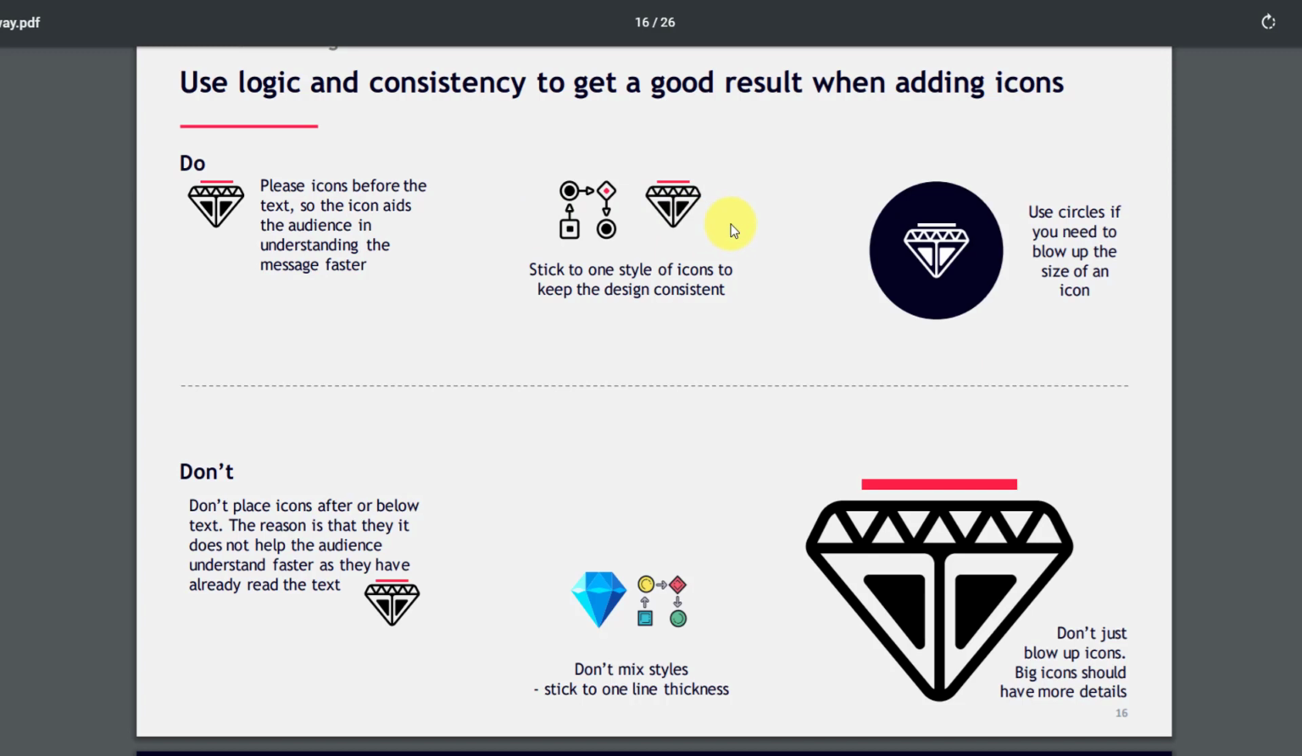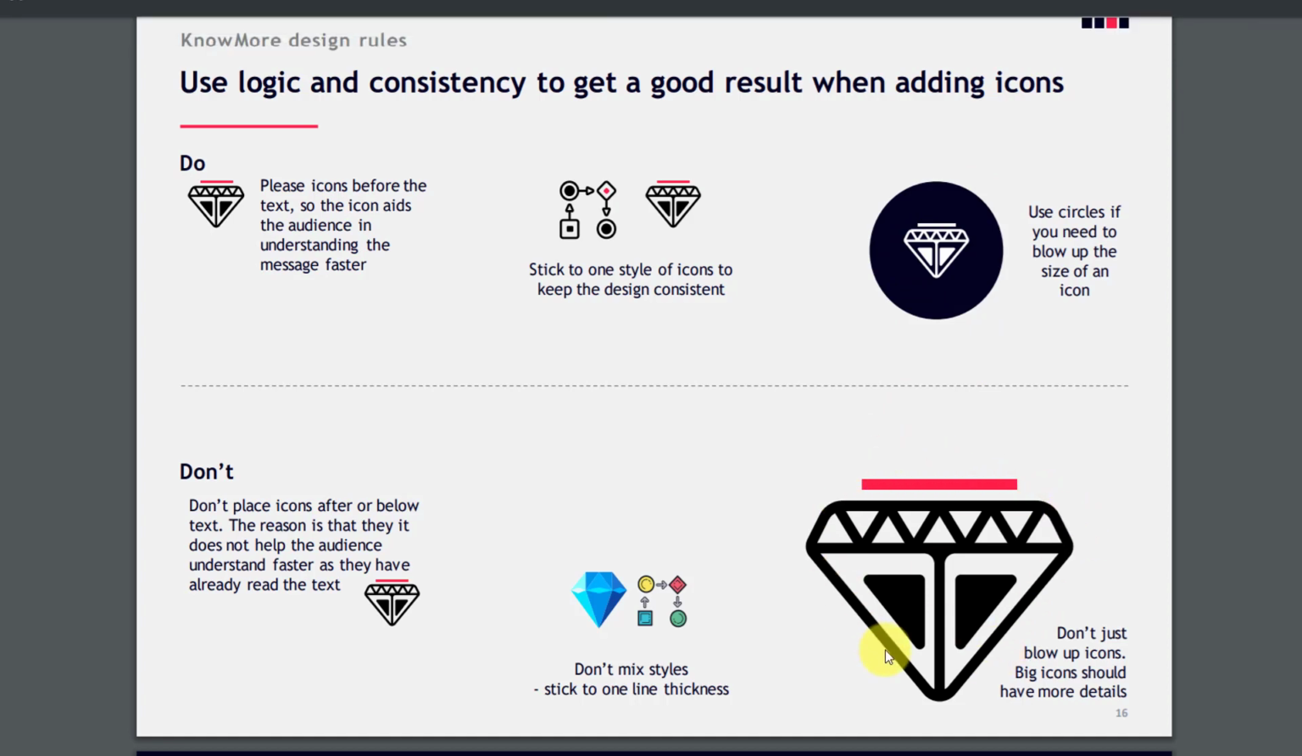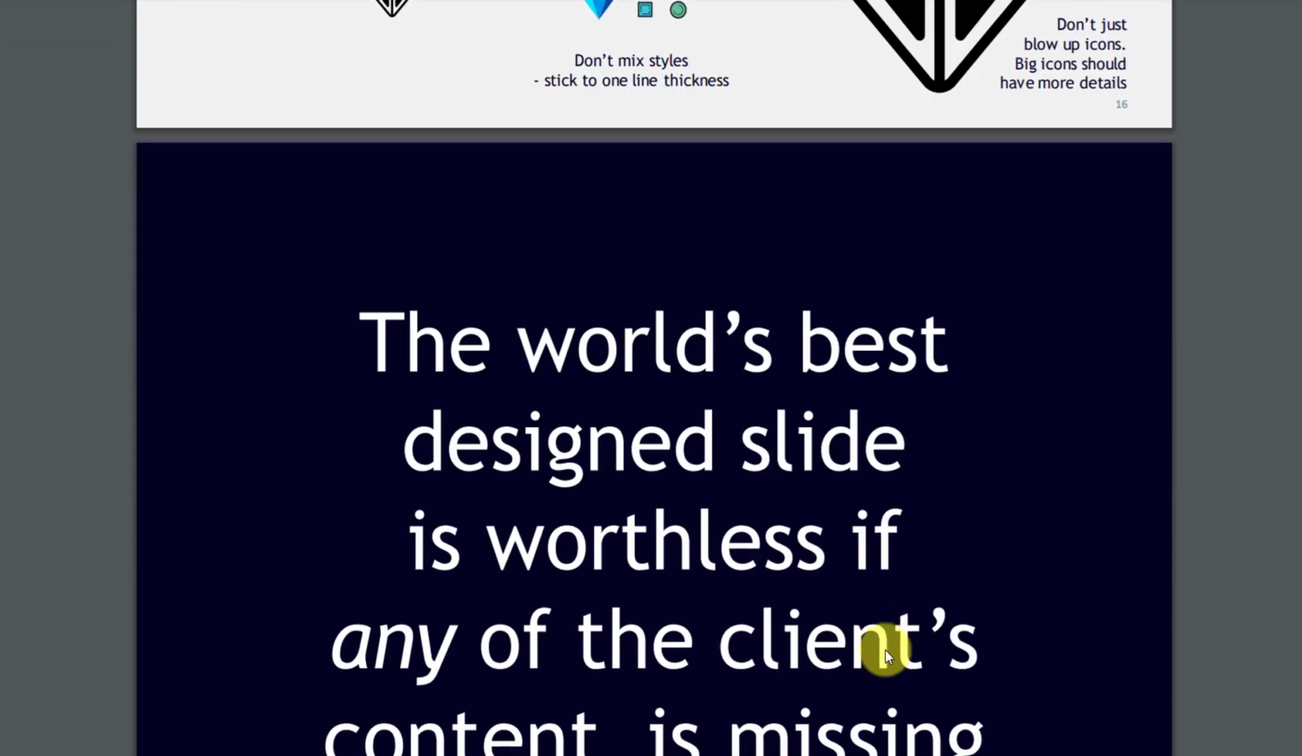Here also you can see these icons are consistent, even though they look like different sizes, they're looking similar. But here the icons are not similar because of the added colors. So don't mix styles, stick to one line thickness. Here also, if you want to blow up the icon, blow up the size of this circle if you want. Don't make the icon bigger, it doesn't look good. All right, so that's one way of using the icon.